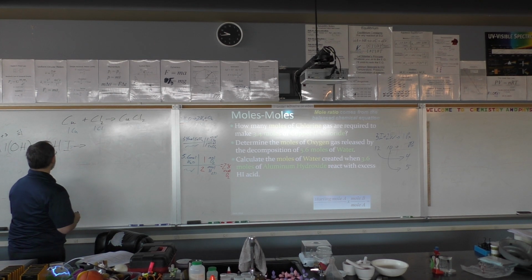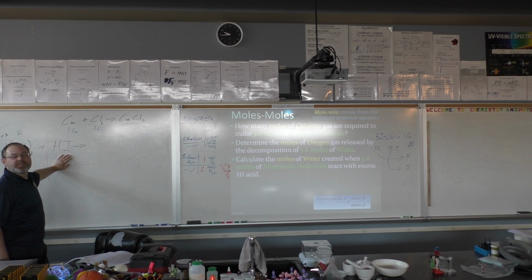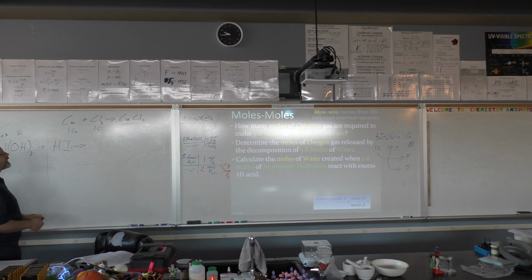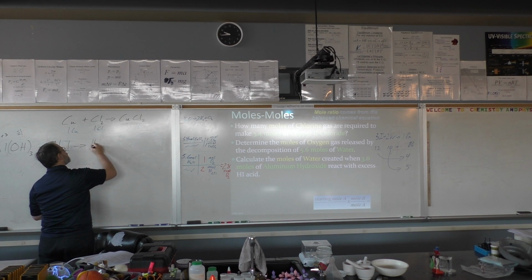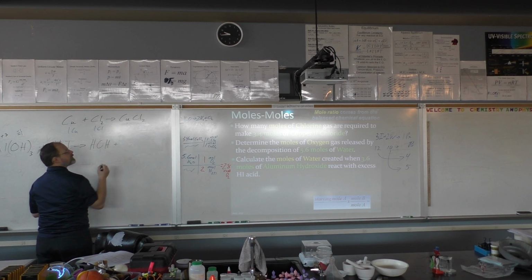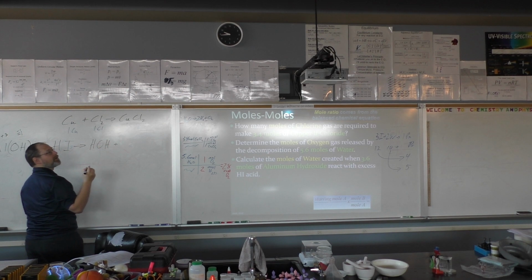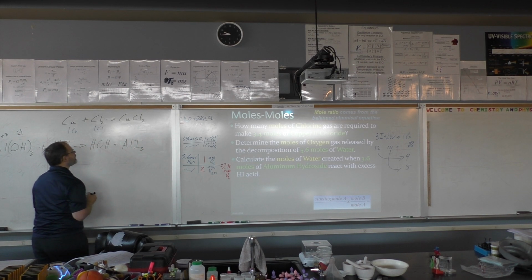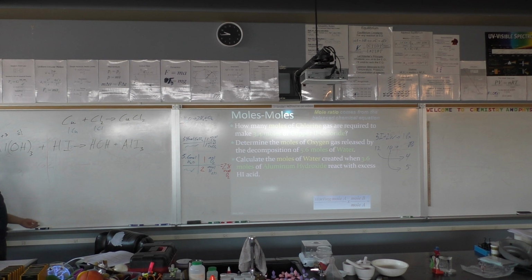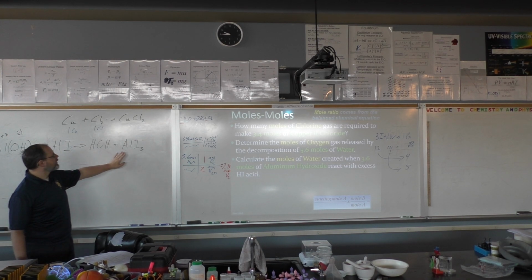All right. So, this is a double replacement reaction. Guys, this is a double replacement reaction where the hydrogen is going to swap places with the aluminum. What's going to be one of the products? HOH. And what's going to be the other product? Aluminum iodide, AlI, and it's going to be 3. Okay? So that's our chemical reaction. Aluminum hydroxide is going to react with hydroiodic acid. It's going to make water and aluminum iodide.